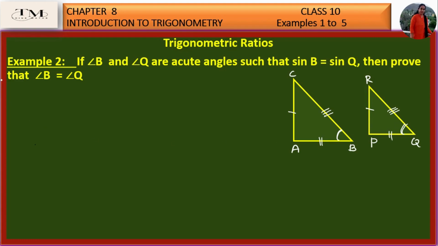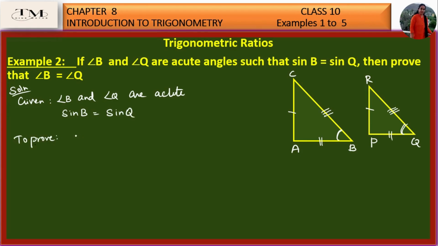So now let us start the solution. So what is given? It is given that angle B and angle Q are acute. So this is one point given. Another point is sin B equal to sin Q. So we have to prove angle B equal to angle Q. Now what do we have? There are two angles B and Q, and with these angles we are going to define the ratios. Angle A is equal to 90 degrees and angle P is equal to 90 degrees.